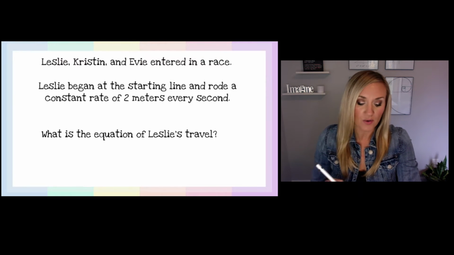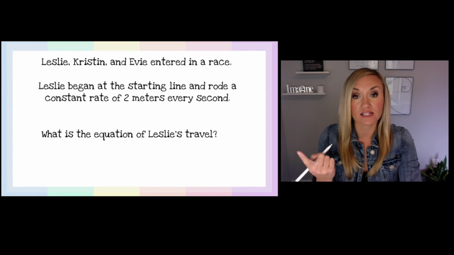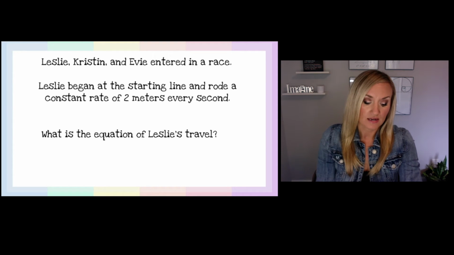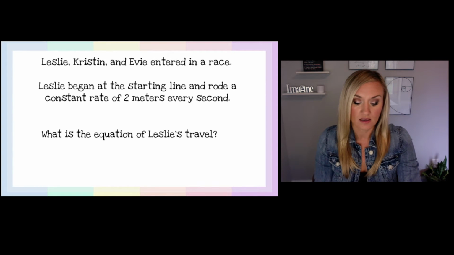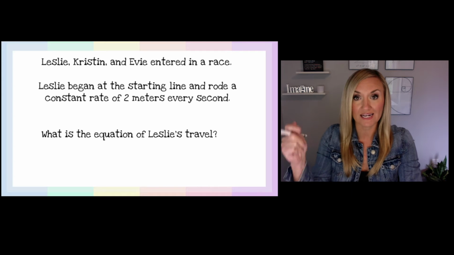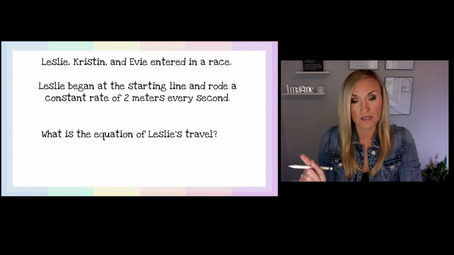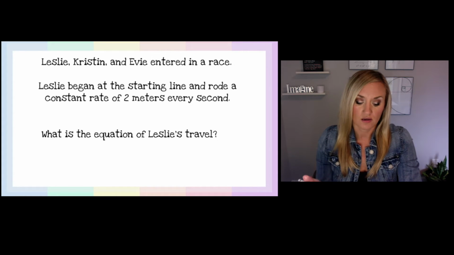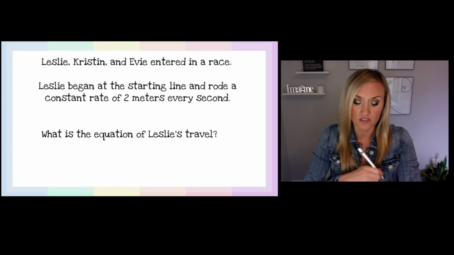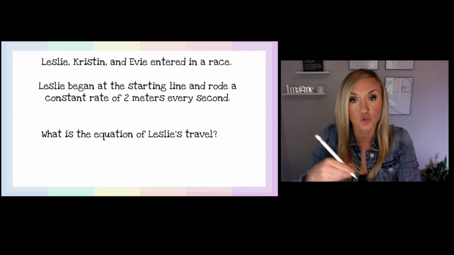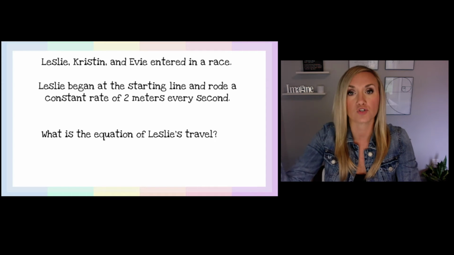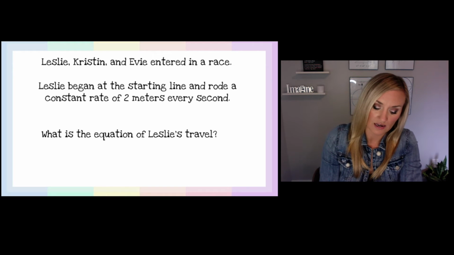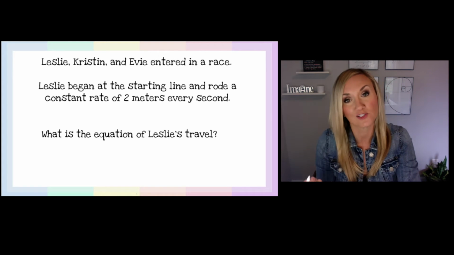Okay, so here is a situation. We have Leslie, we have Kristen, we have Evie, and they have entered a race. Leslie begins at the starting line, and she rides at a constant rate of 2 meters for every second. So what is the equation of Leslie's travel? Since it's going to be at a constant rate, that's going to be a straight line. It doesn't vary in how she is running, so it's going to be a nice straight line. So I know that I can use y equals mx plus b, our slope-intercept form.